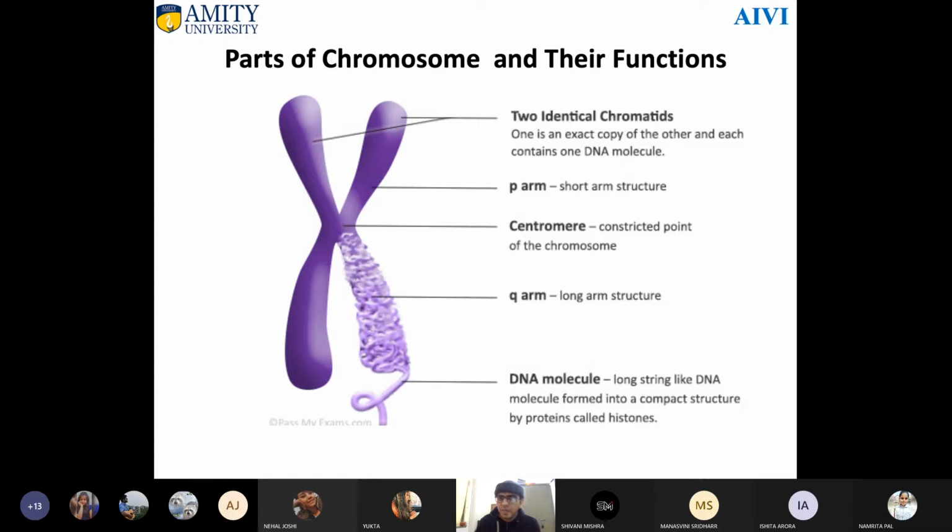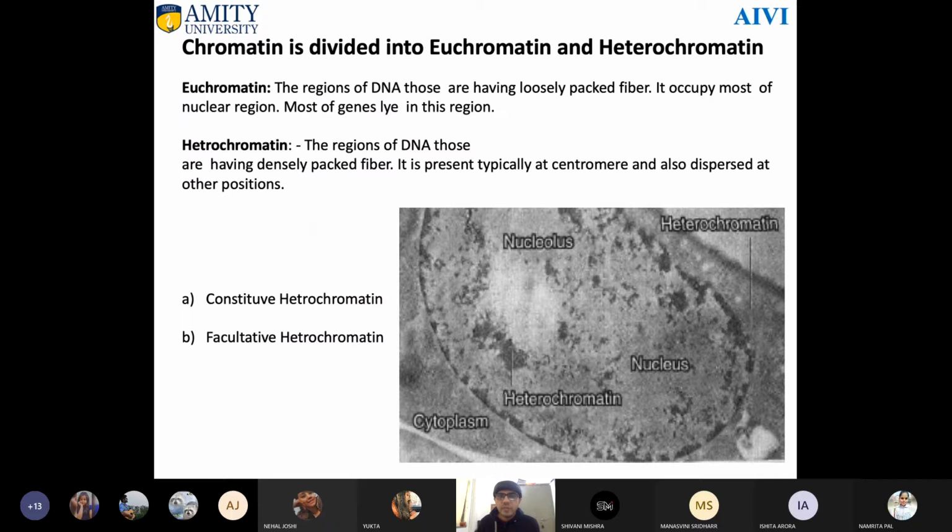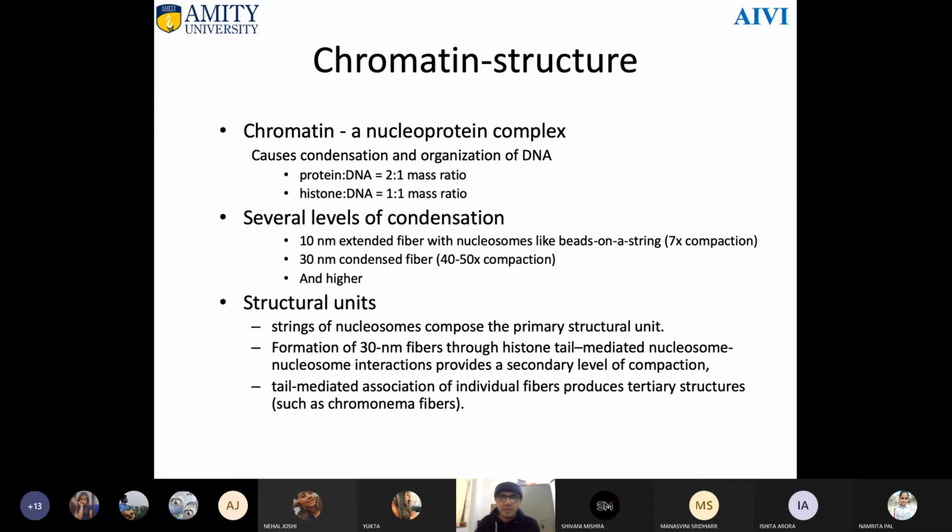which is wrapped and packaged around proteins, and the proteins are mainly histone, and non-histones are also there in them. Two types of packaging are there, euchromatin and heterochromatin, that depend on how tightly they are packed. That is the chromatin structure, how it is going to be packaged.